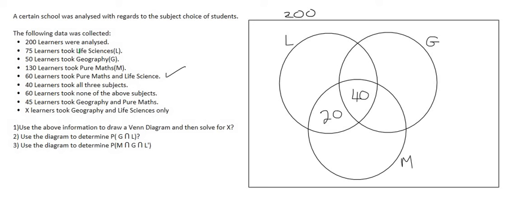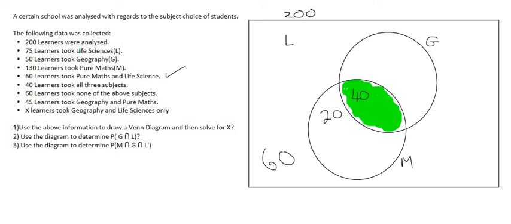45 learners took geography and pure maths. Well, geography and pure maths interlink here. First I'll just take the life sciences circle away. I'll then put the life sciences circle back. And they have told us that that part, the interlink between geography and maths, has 45 people. We already have 40 people in the one part, so we can just fill in a 5 over there.